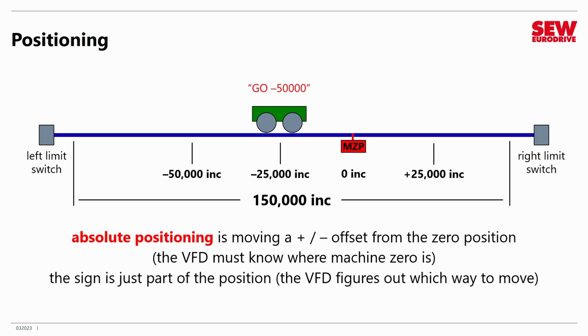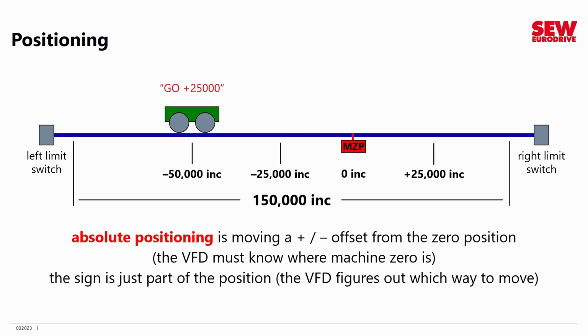Now I'm sitting at minus 25,000 increments, and minus 50,000 is another 25,000 to my left. So when I execute that go command, that's what's going to happen. I'm going to move to this location. The VFD figures out where MZP is, it figures out where I am, does the math, and it concludes what direction to move and how much to move, and then it does it.